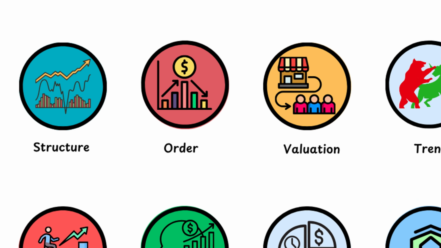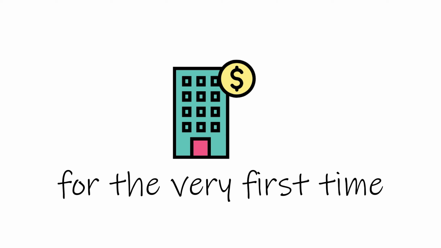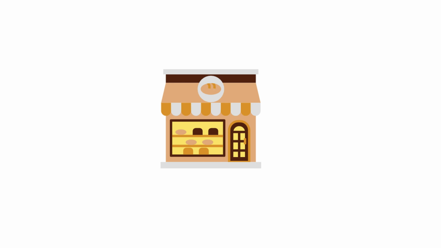Market structure and trading basics. Primary market. This is where companies sell their shares to people for the very first time. It's like when a bakery opens and sells its first cupcakes directly to customers.